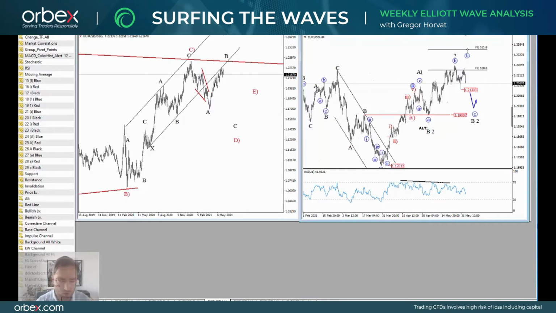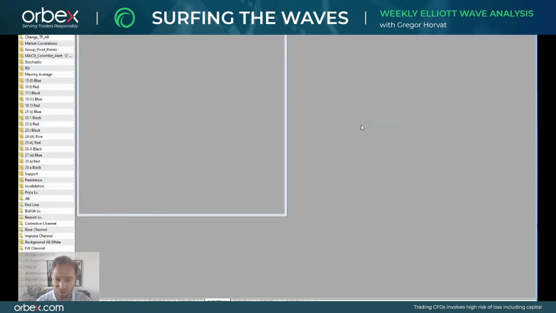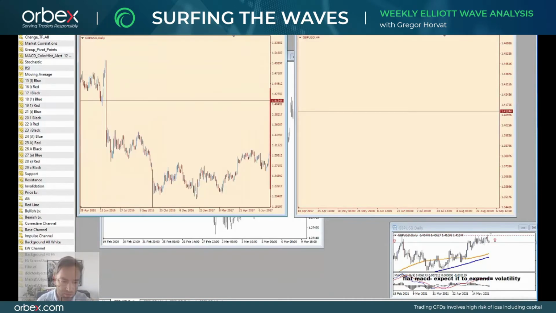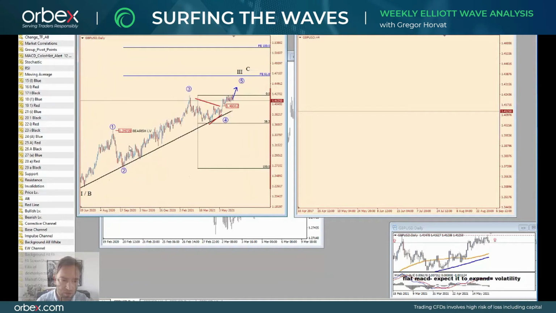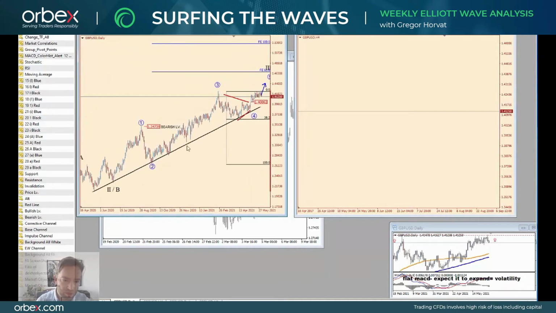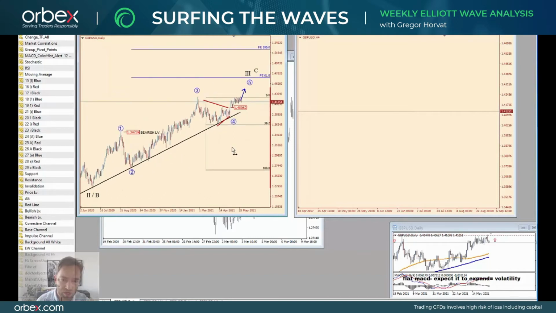So if we also go and check cable here, as you know, I've been bullish on cable and was looking higher as long as we were trading above this trend line support, where the market actually completed this triangle in a wave 4. So I think that this can now be a chance to see more upside into wave 5 of 3, or maybe of C.